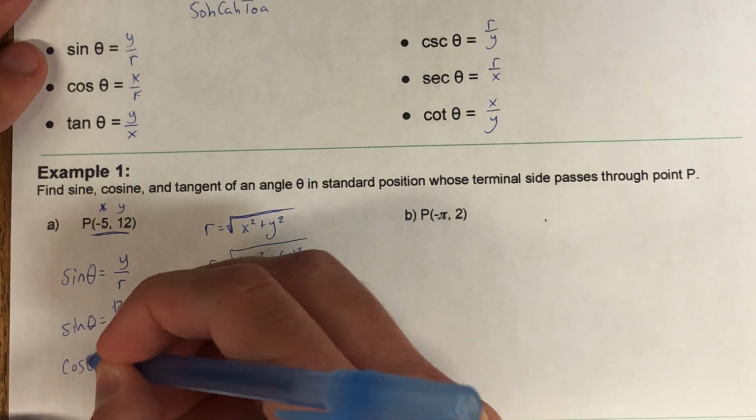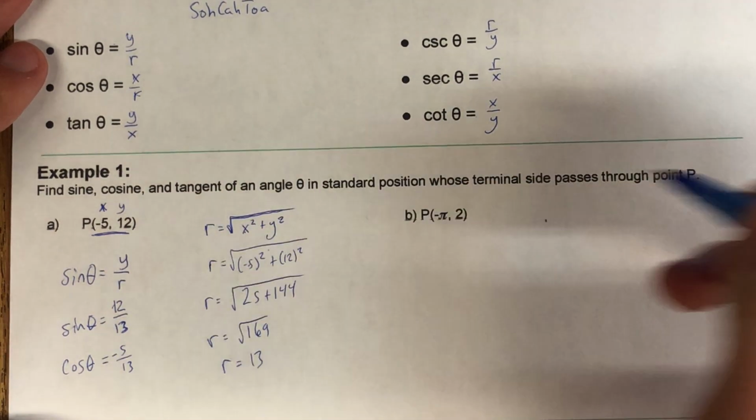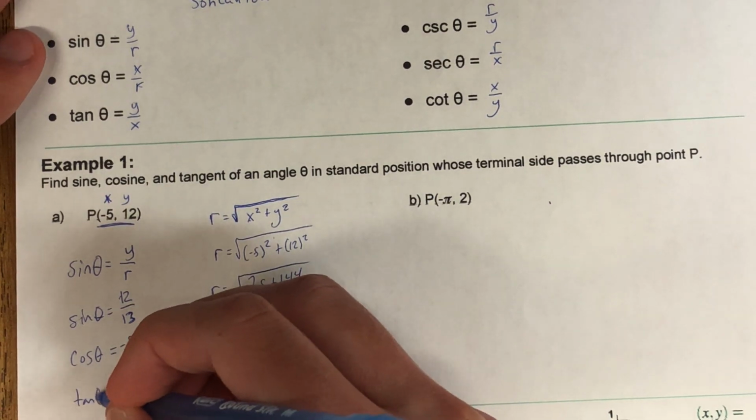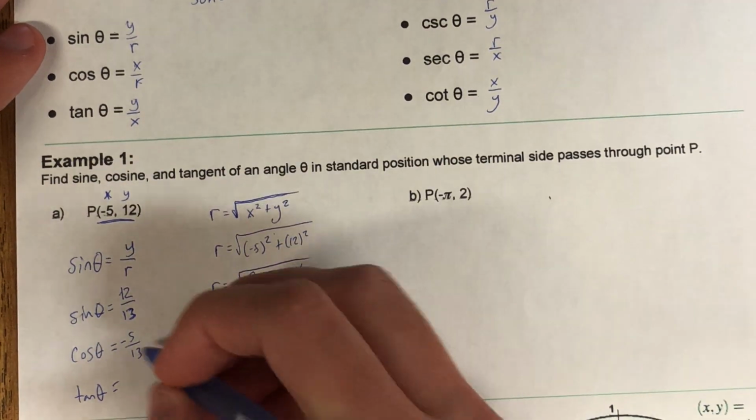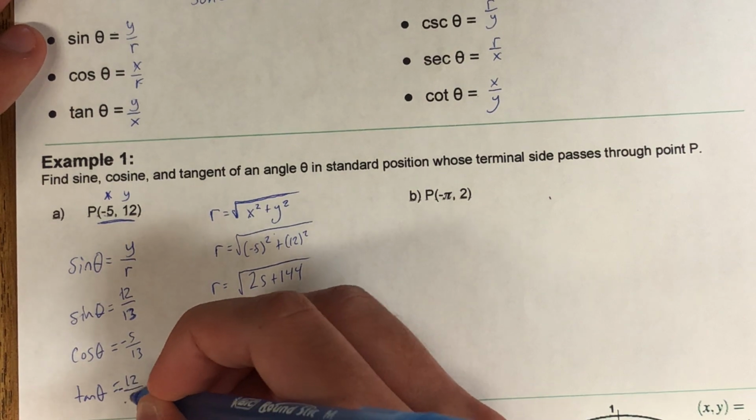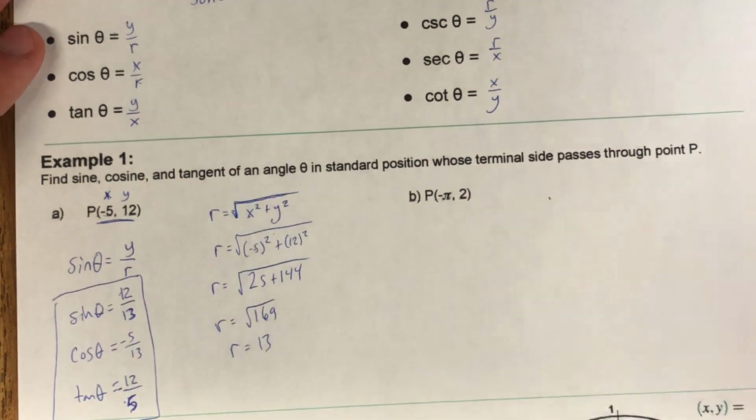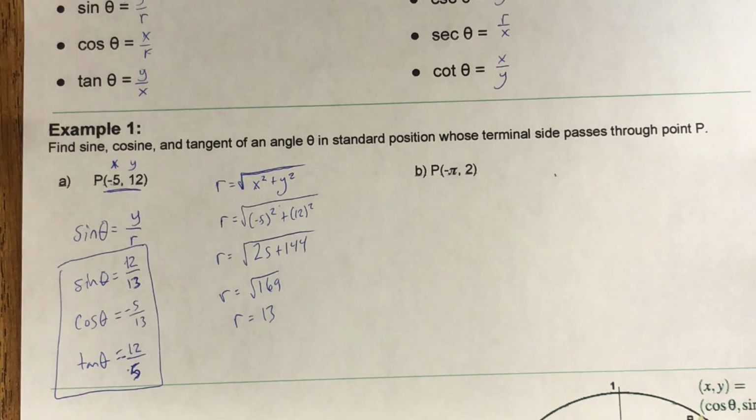Cosine of theta would be x over r, so negative 5 over 13. And tangent would be y over x, so 12 over negative 5. We usually put the negative up top, so I'm going to write it as negative 12 over 5. Okay. Same idea would apply for B.